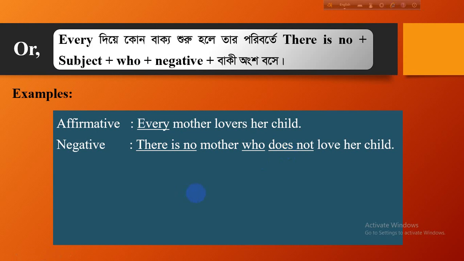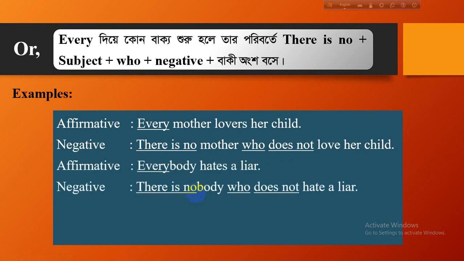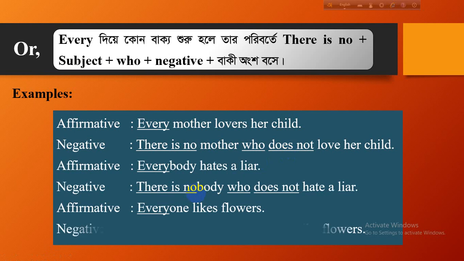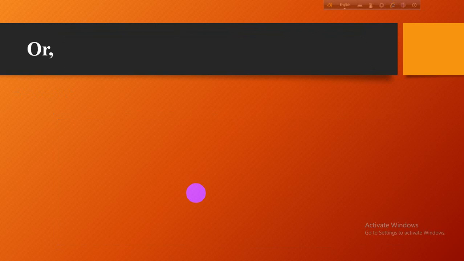Let's take some other examples. Everybody hates a liar. So what will be the answer? There is nobody who does not hate a liar. And everyone likes flower. So there is no one who doesn't like flowers. So dear student, for the rules of every, there is another alternate rule. So let's come.